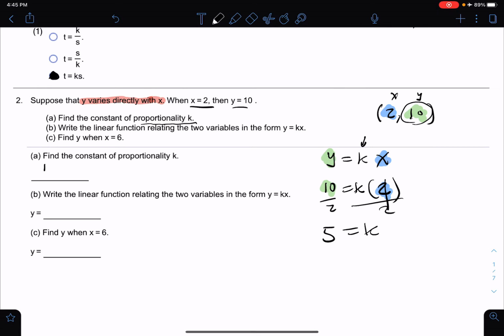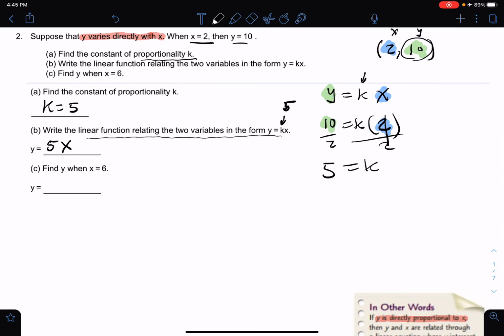So our k value is k equals 5, the constant of proportionality. Now they say, please write the linear function relating the two variables in this form. Well, you know what your k value is, right? K value is 5, so now we know what the equation is. So y equals 5 times x. Replace k with 5. Now we actually have the equation of this situation, right? What's the equation? y equals 5x.